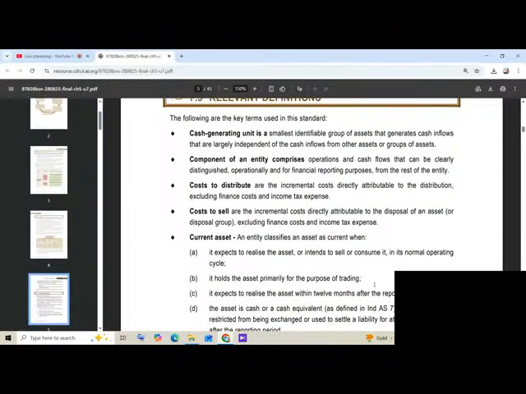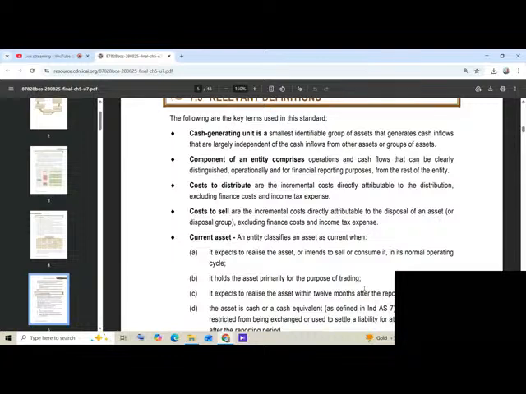Relevant definitions: A cash generating unit is the smallest identifiable group of assets that generates cash inflows that are largely independent of the cash inflows from other assets or group of assets. A component of an entity comprises operations and cash flows that can be clearly distinguished operationally and for financial reporting purposes from the rest of the entity.